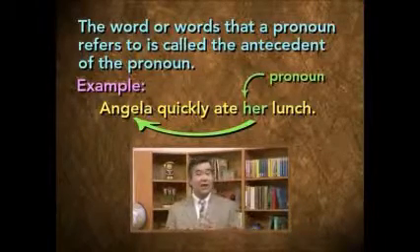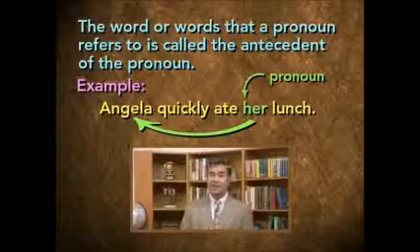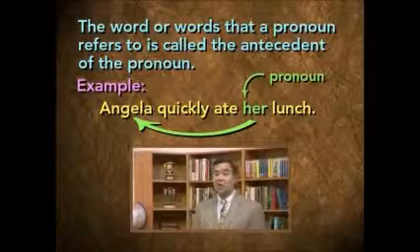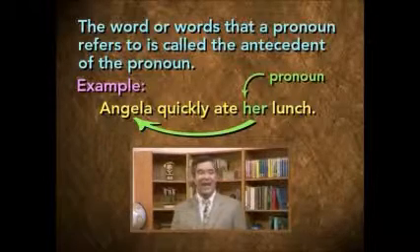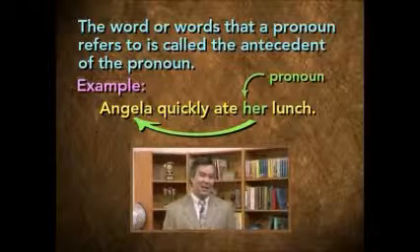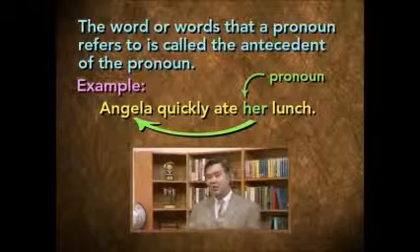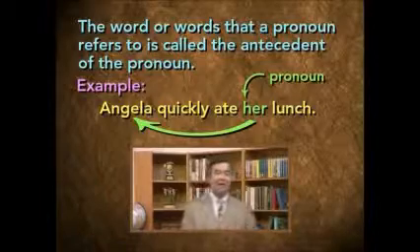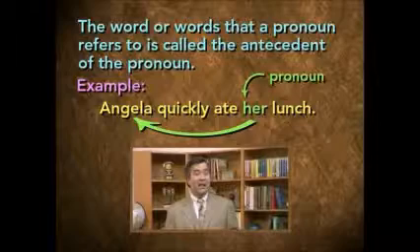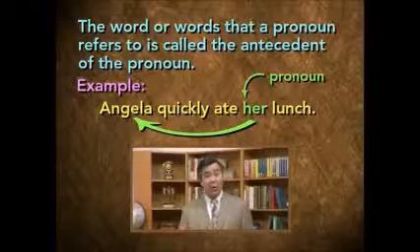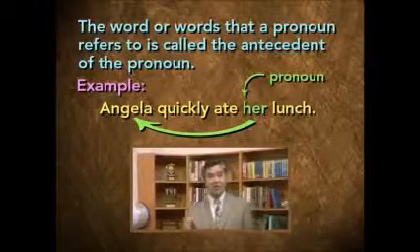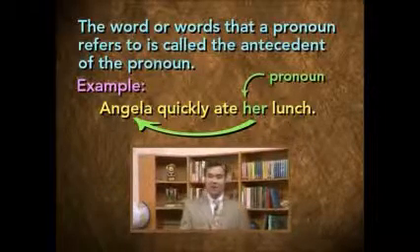It takes the place of Angela because in writing this sentence, the author could have repeated that noun Angela. The sentence could have said, Angela quickly ate Angela's lunch. But that sounds a little awkward and repetitious, doesn't it? So instead, the writer substituted the pronoun her for the noun Angela's and wrote, Angela quickly ate her lunch. That means that the antecedent of the pronoun her is Angela. Angela is the noun to which the pronoun her refers.